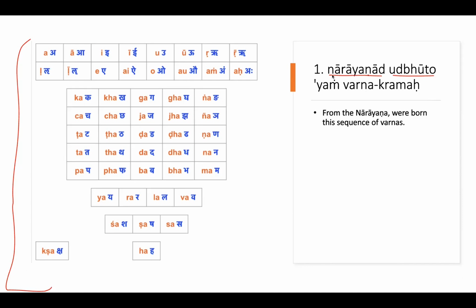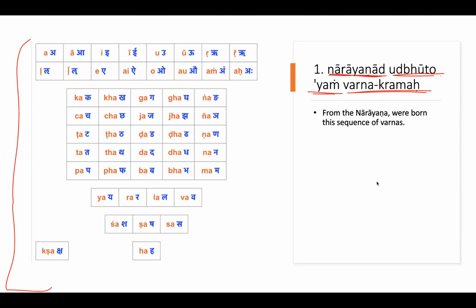If you split it, it becomes Narayanad udbhutaha ayam varna kramaha, the series or sequence of varnas. Narayana, from Lord Narayana. Udbhutaha, were born, appeared. What appeared? This, varna kramaha, the sequence of varnas. This sequence of varnas has appeared from Lord Narayana himself.